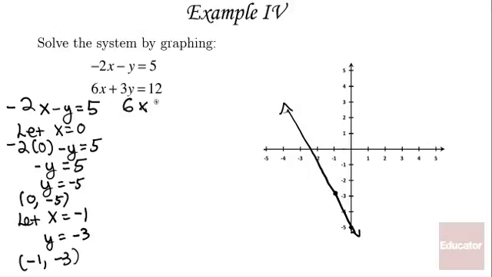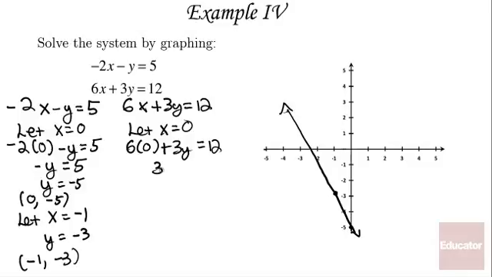Next equation, 6x plus 3y equals 12. I'm going to again let x equal 0. Go ahead and substitute that in for x, which will give me 3y equals 12. Dividing both sides by 3, I get y equals 4. So at my first point, x is 0, y is 4.